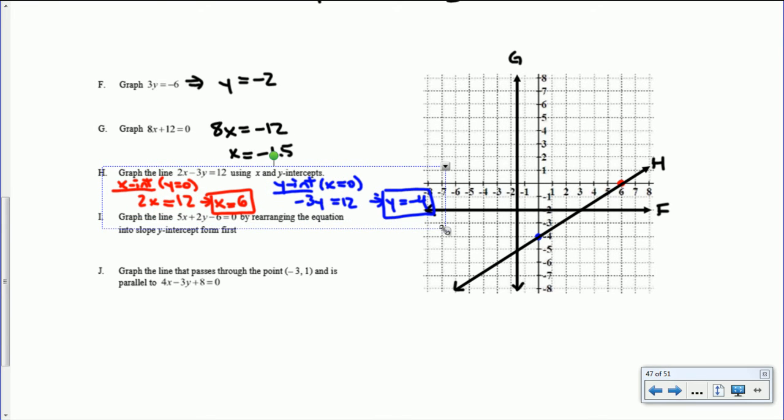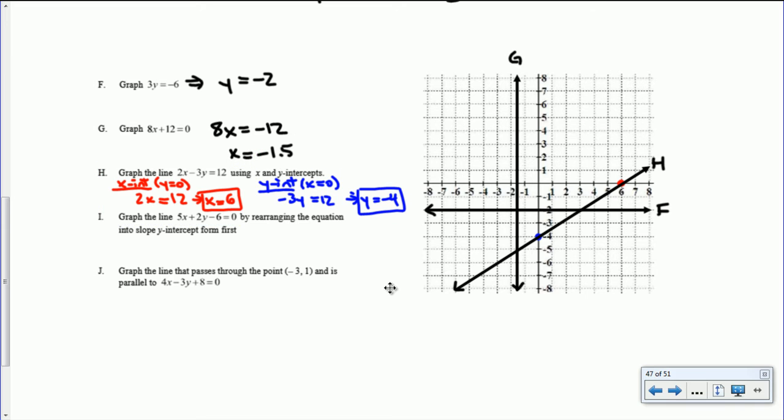Okay, so 5x plus 2y minus 6. Rearrange it into slope y-intercept form first. So I want to get y on its own. So I need to subtract 5x and add 6 to both sides of this equation, which would give me 2y equals negative 5x plus 6. And I need to divide both sides by 2. Negative 5 over 2 x. 6 divided by 2 is 3. So we have a y-intercept of 3 and a slope of negative 5 over 2.